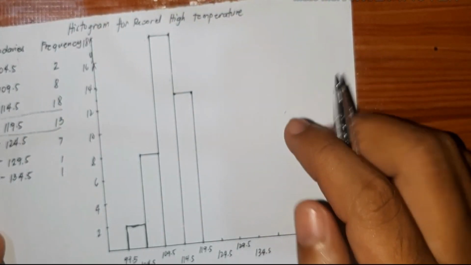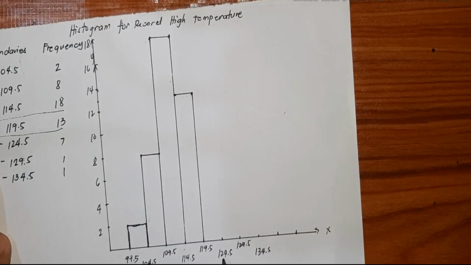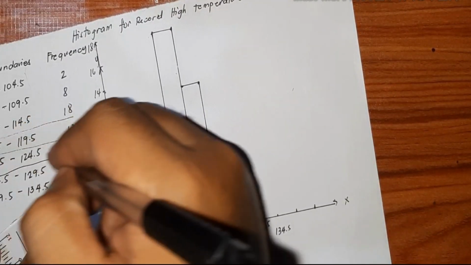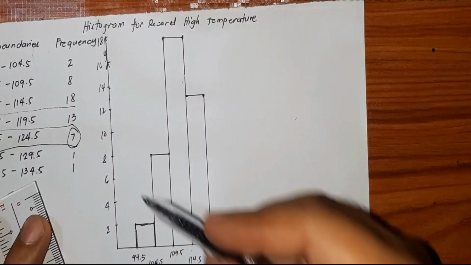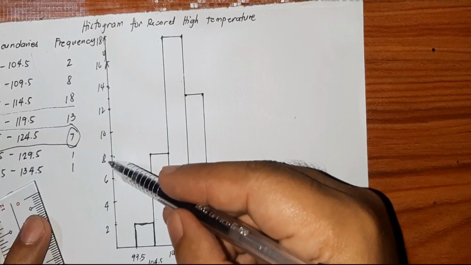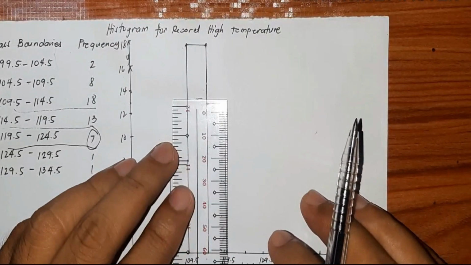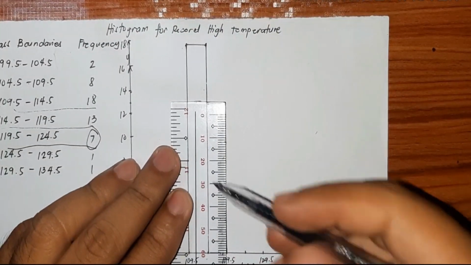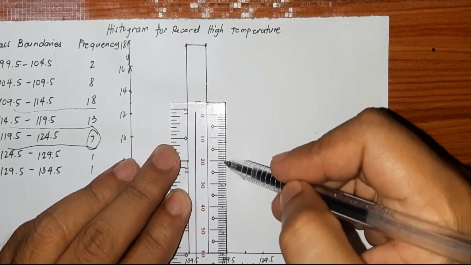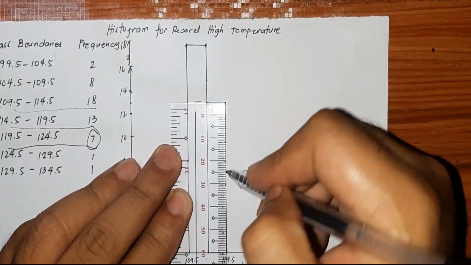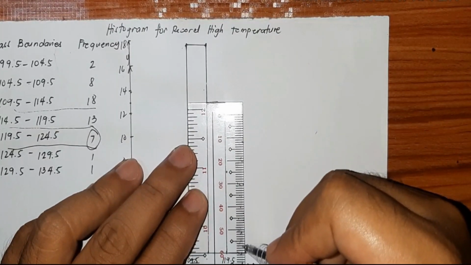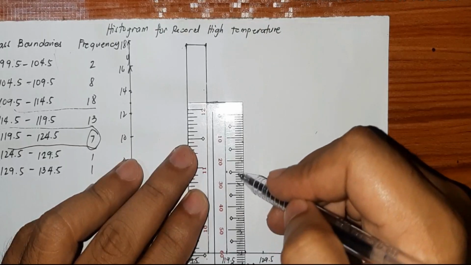Okay, next is from 119.5 to 124.5. Okay, so nasan yun? Ito yun. So, ang frequency niya is 7. So, we have 2, 4, 6, 8. So, ang 7 is in between 6 and 8. So, bilangin na natin. We have 2, 4, 6, 8. So, ito yung 6, ito yung 8. So, most likely sa gitna niya. Ito si 7. Okay. So, 2, 4, 6, 8, 7.